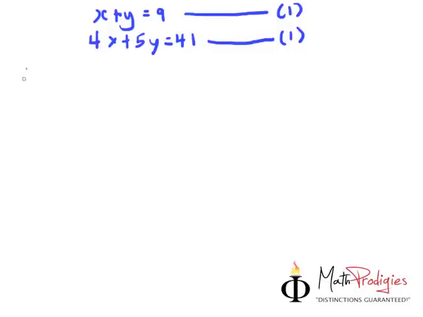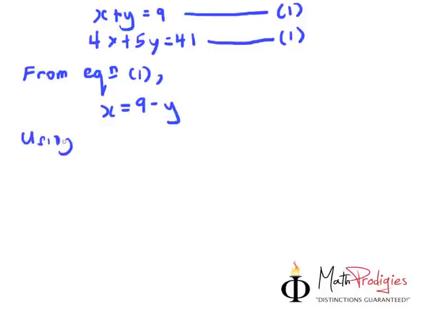Because from the first equation, from equation 1, this is what I would write. I don't know how you guys would write it, but from equation 1, x equals to what? 9 minus y. Okay? And I would, using substitution, sub this into equation number 2. Oops, sorry, this is 2.